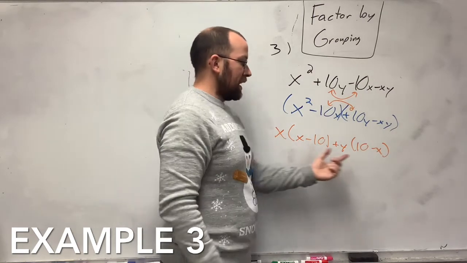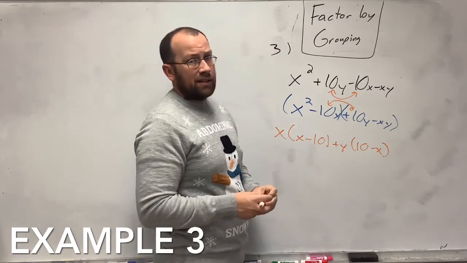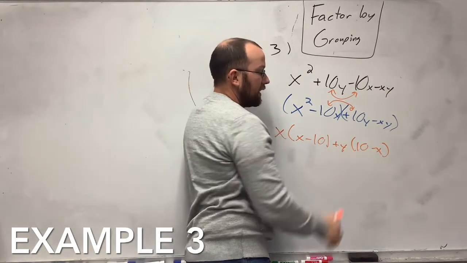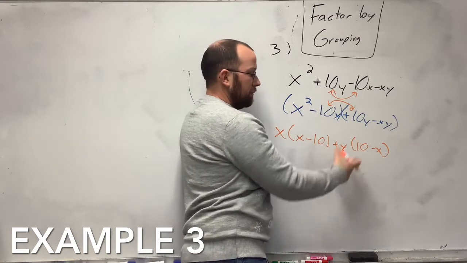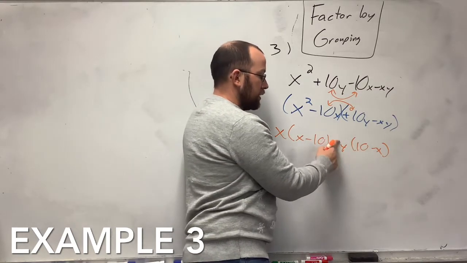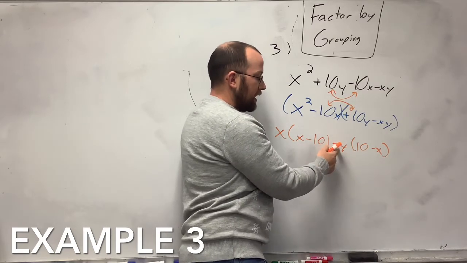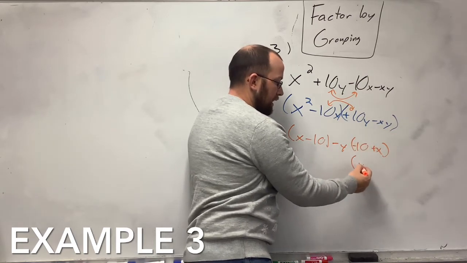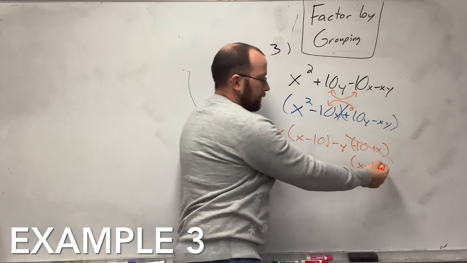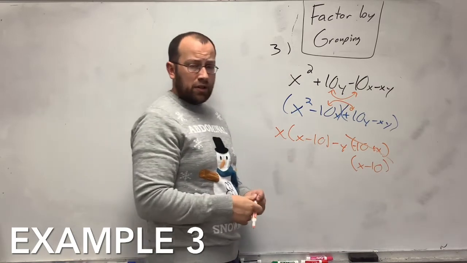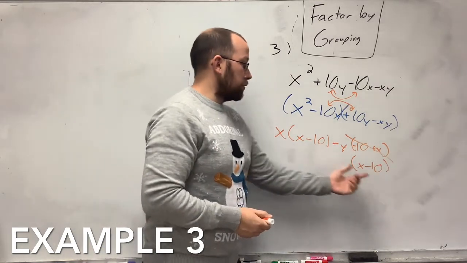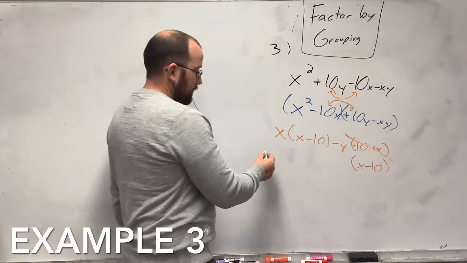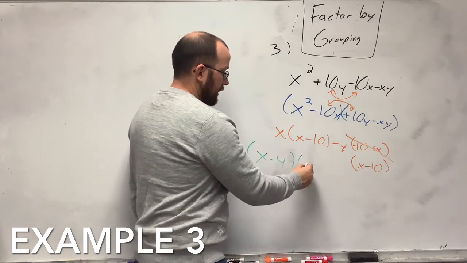Is x minus 10 and 10 minus x the same thing? No, it is not. So how do I make them the same? Well, I need to make that x positive and the 10 negative. Now I switch this to negative y. Now that I take a negative y out of that, that makes this positive and that negative, which then becomes x minus 10. And there you go. Now you have an x minus 10 and x minus 10. Sometimes you have to take an extra negative out to make these two look alike. So your final answer here is x minus y and x minus 10.